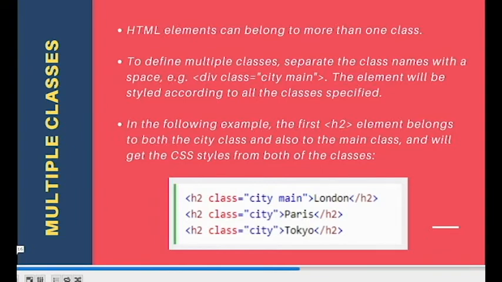So HTML elements can belong to more than one class. To define multiple classes, separate the class names with a space. Example, div class equals city main. The element will be styled according to all classes specified. In the following example, the first h2 element belongs to both the city class and also to the main class, and will get the CSS from both of the classes.